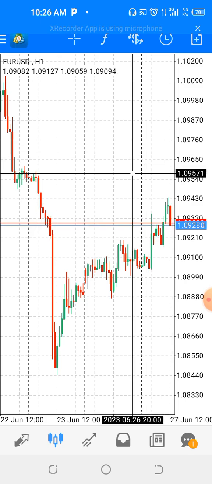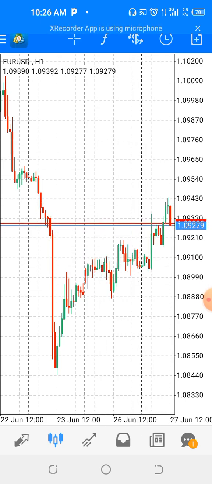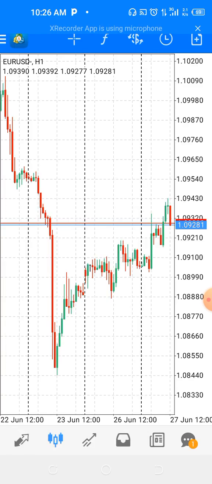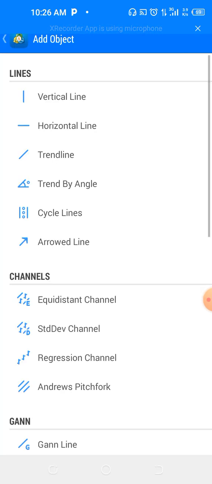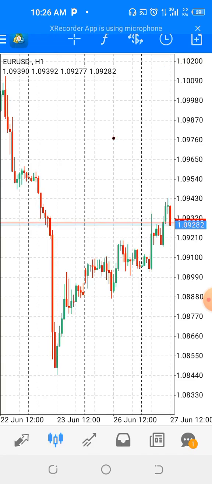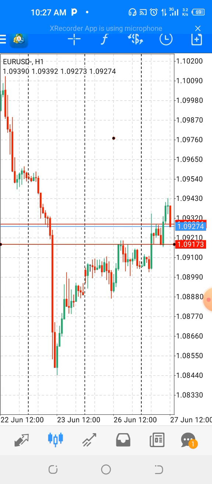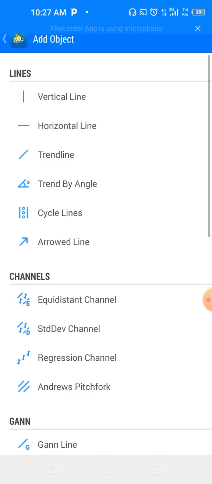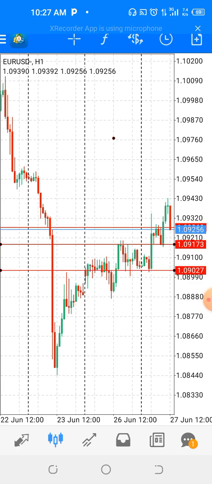Assuming you are placing a trade, you want to enter a trade at, let's say, okay, let's take this point at 1.09173, and you want to put your take profit at, for instance, this point 1.09039.